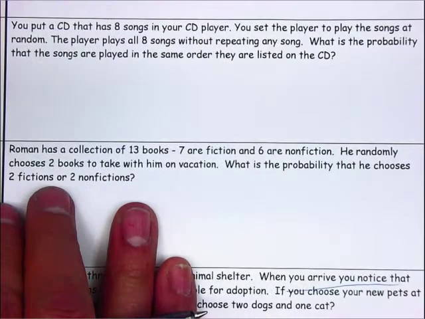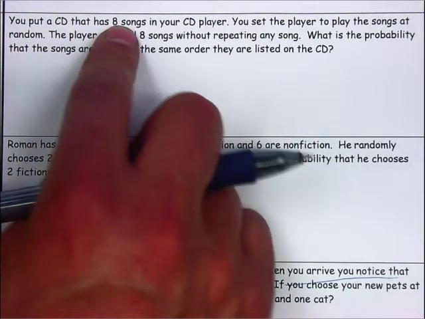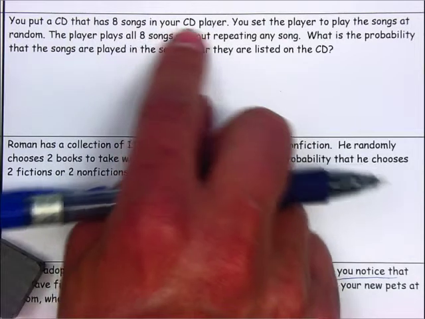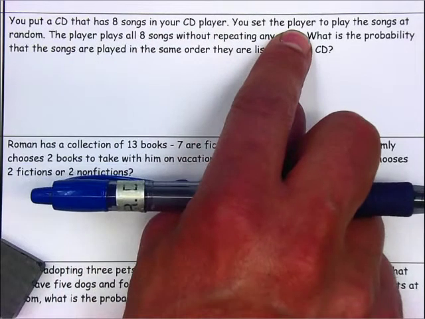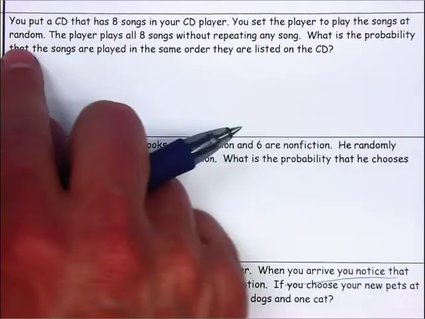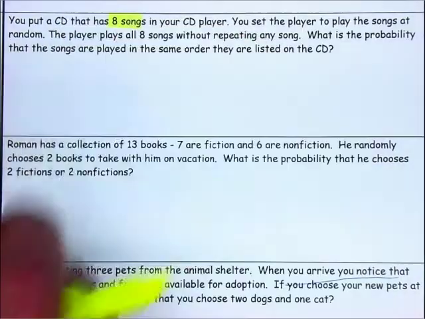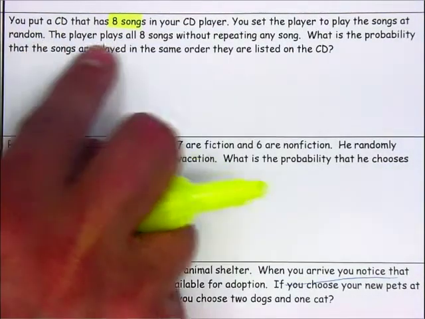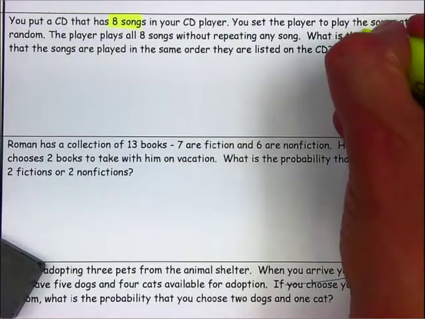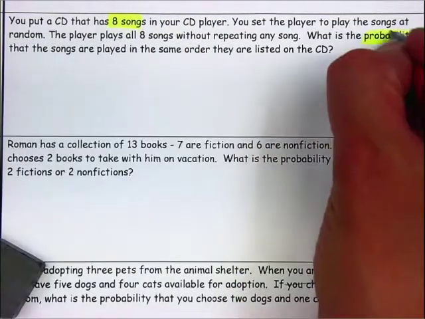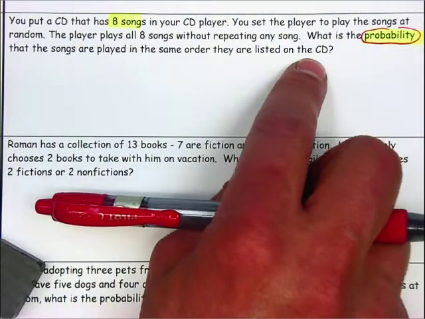Number 6. You put a CD that has 8 songs in your CD player. And do any of you guys have CD players anymore? Probably not. You set the player to play the songs at random. So let's see. You have 8 songs in there. The player plays all 8 songs without repeating any of the songs. What's the probability? Probability again. So probability means that we're going to end up with a fraction that the same songs are played in the same order as they're listed on the CD.